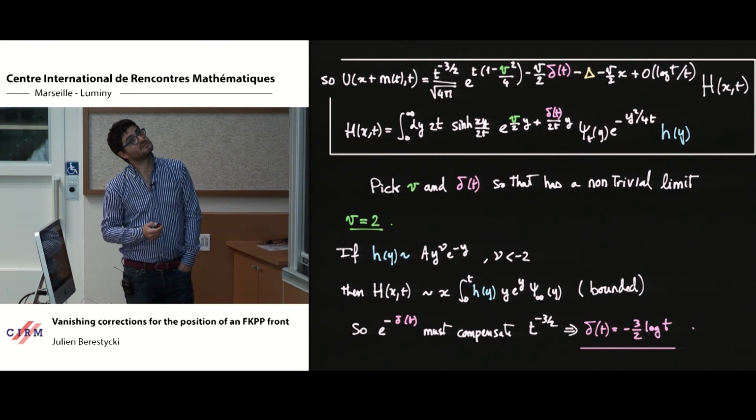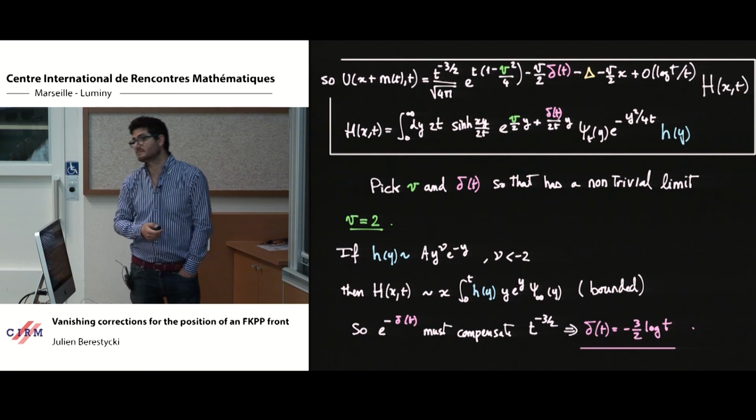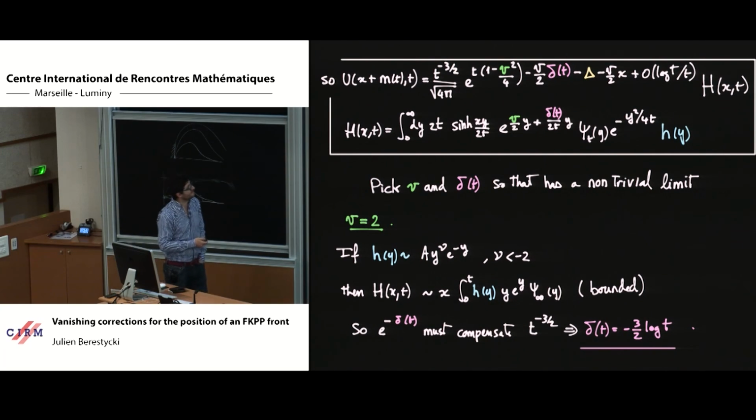And now what you're left with is this t to the minus 3/2 that goes to 0, and the only thing that can compensate this t to the minus 3/2 is this v over 2 delta t. If you want to compensate t to the minus 3/2 by v delta t, where v is 2, it means that you have to choose delta t as minus 3/2 log t. So that's how you recover the Bramson term.